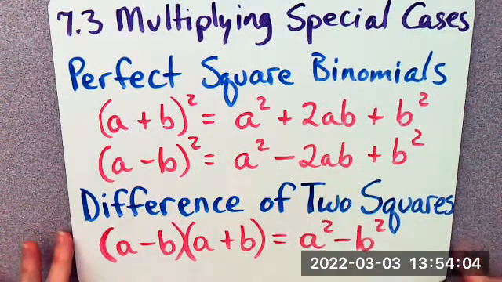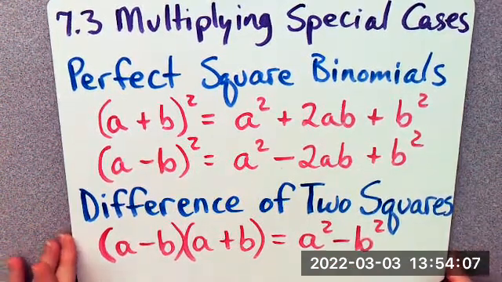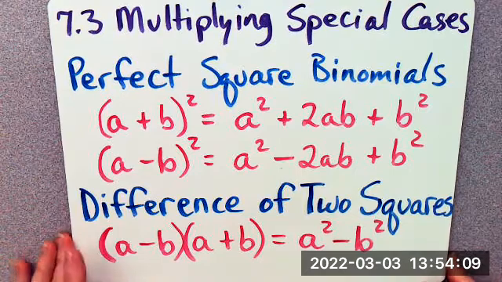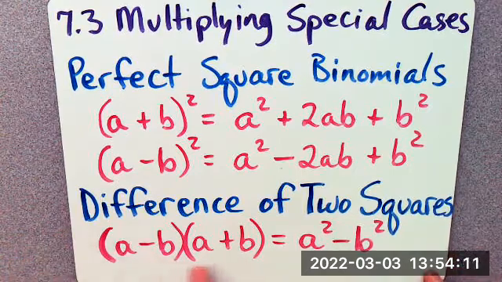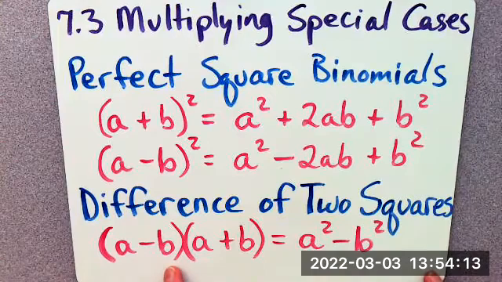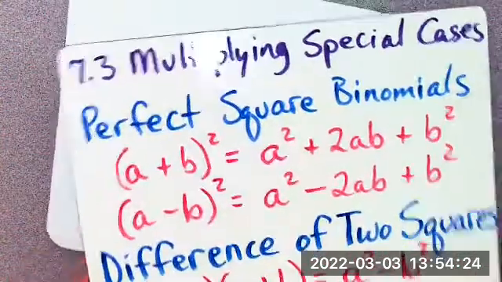The other special case we have is the difference of two squares, where these signs are alternating. So we have a minus b, that quantity, times a plus b. That results in the product of a squared minus b squared. So let's see how that might happen.